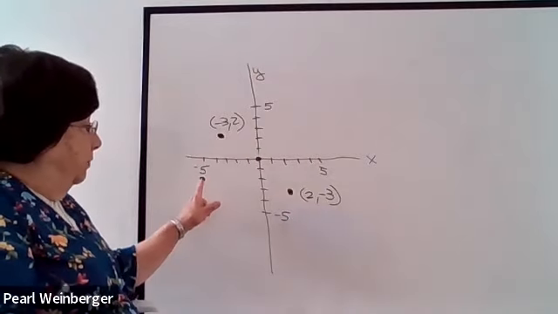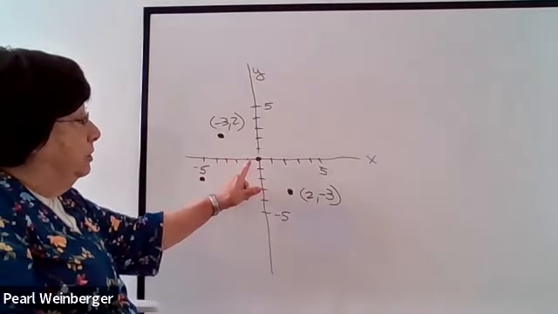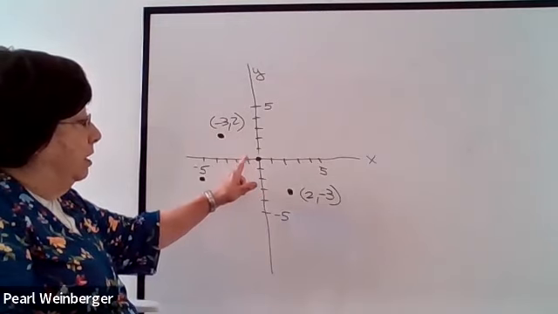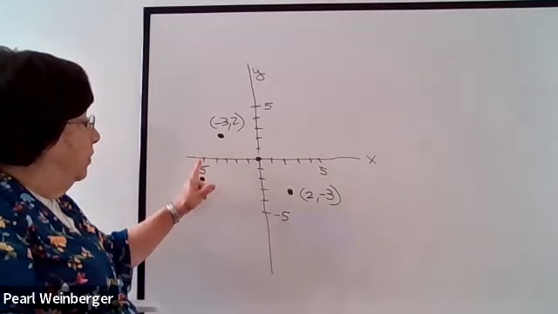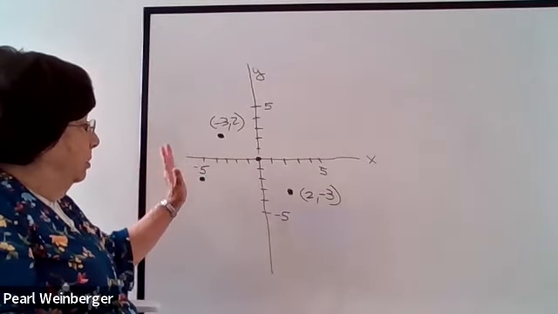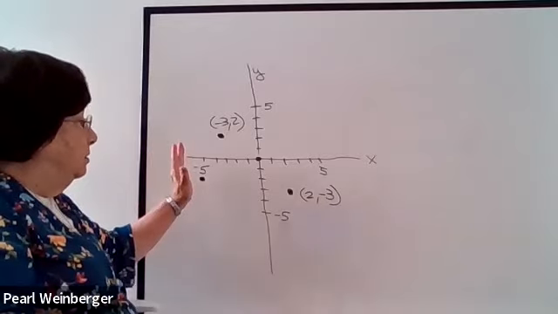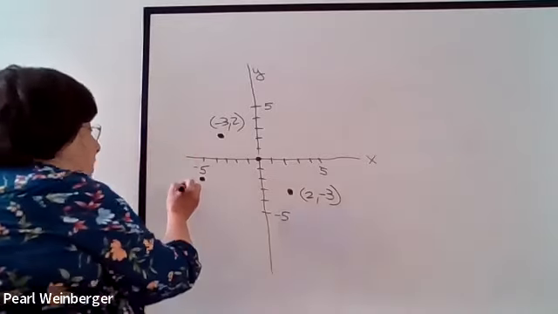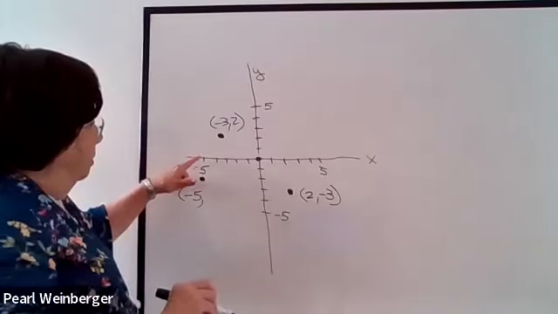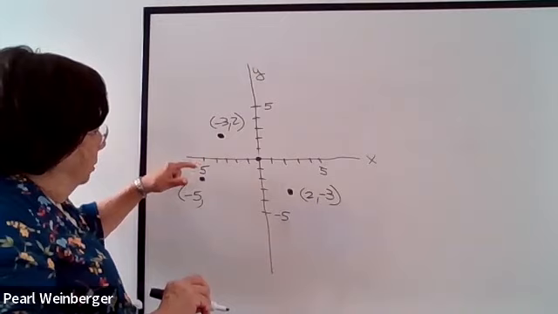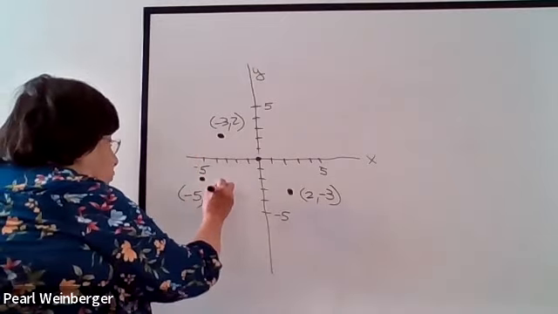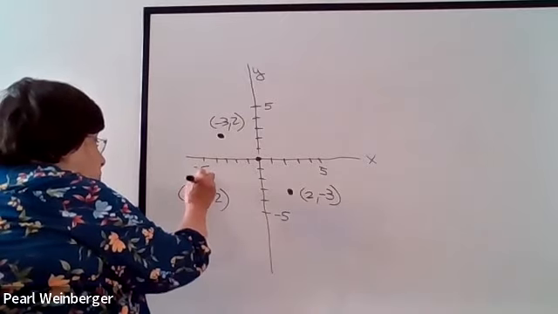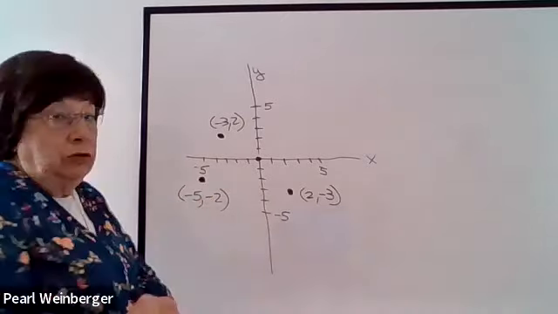Now, let's see if I have this point. Again, the first number always has to be the horizontal. 1, 2, 3, 4, 5. We're going 5 to the left, going 5 on the x-axis, but it's to the left, so that's going to be a -5. From there, we've gone down 1, 2. It's down 2, so my y is -2. So this point is the point -5, -2.